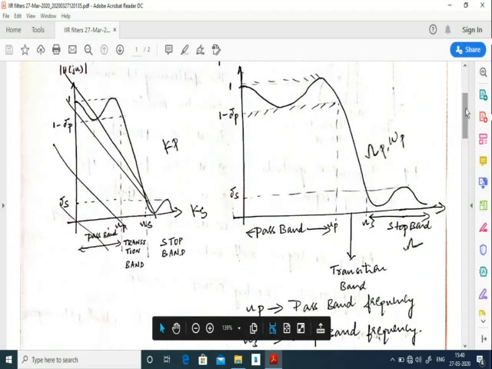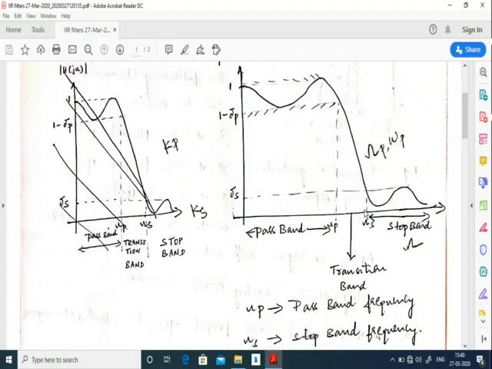And similarly, we have one more region that is known as stopband region. As the name suggests, stopband region is one in which all the signals having a frequency more than this will be attenuated, where omega s is known as stopband frequency. So, whatever signal has a frequency more than omega s will be attenuated. That is what we mean by stopband region.